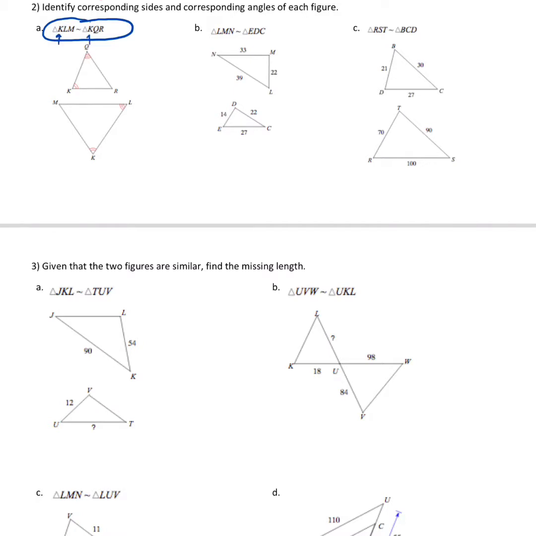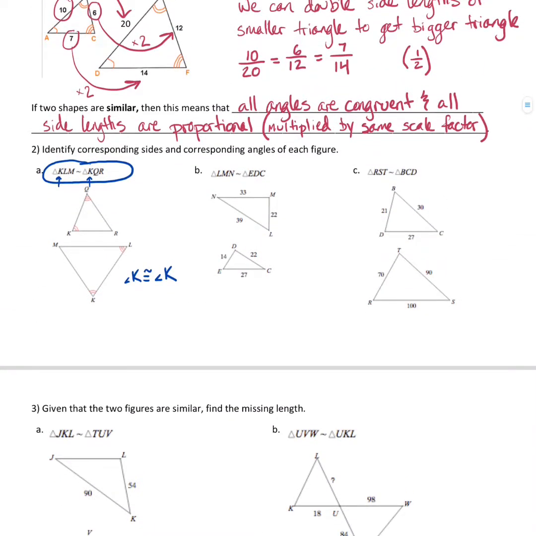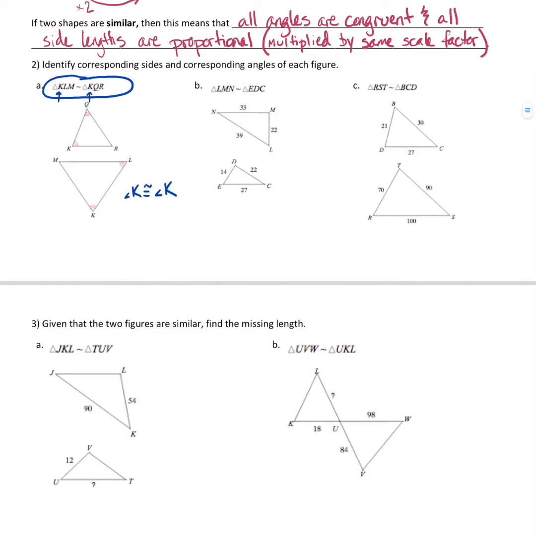I know that K, we go from left to right. Angle K corresponds, or I'm going to say is congruent to angle K, because all angles have to be congruent. That's what we learned in this statement up here. So then I know what comes next. Angle L is congruent to angle Q. And coming next in that statement, angle M is congruent to angle R. Those are my corresponding angles.